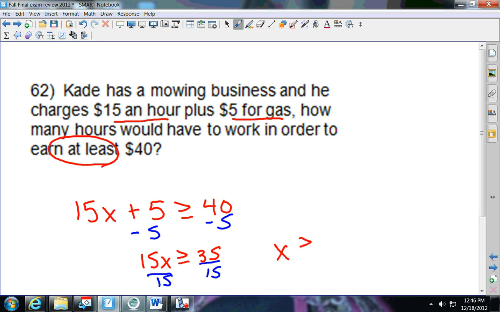X is greater than or equal to, what is that? 35 divided by 15. Sorry, I was saying 5. 2.333. So if it has to be greater than, you have to round it up, which would mean it would be 3 hours if he wants to earn more than $40.